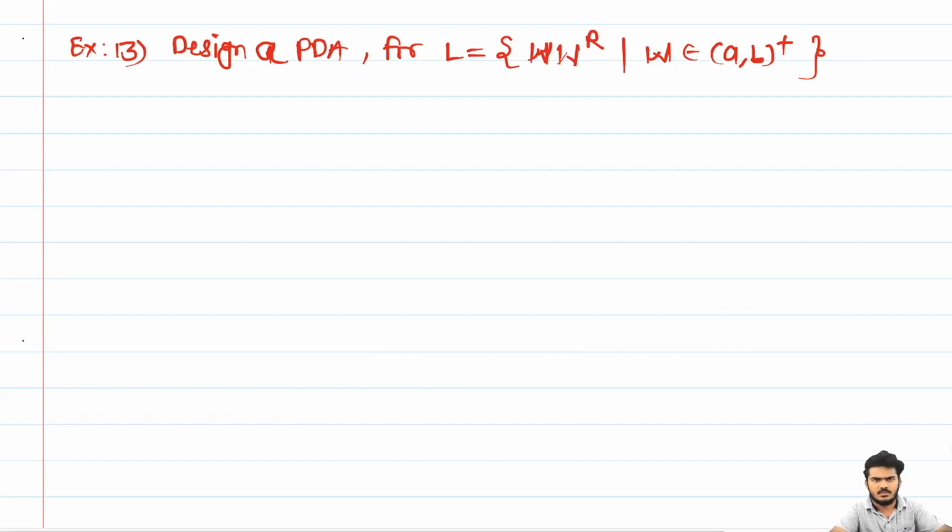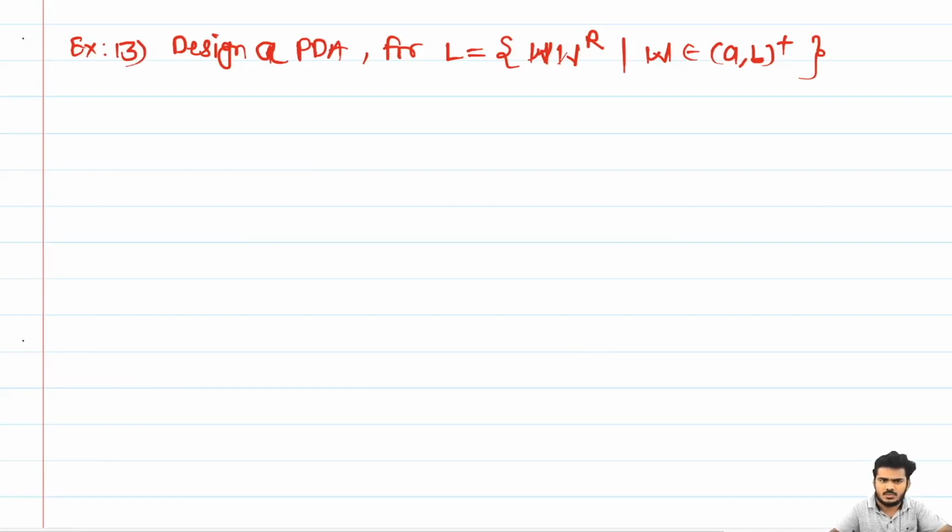In this example, we have to design a PDA for the language. The language is given as W W reversal, where W belongs to (a,b)+. Okay, that means whatever strings are possible, they are over a, b only. And since it is (a,b)+, W will not be epsilon, meaning minimum one length should be there. W is always a string of at least one length.